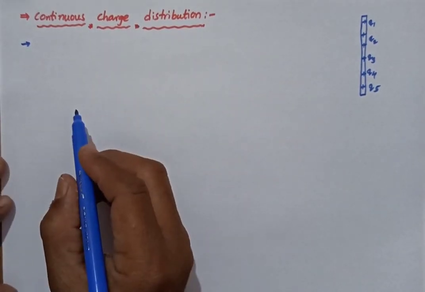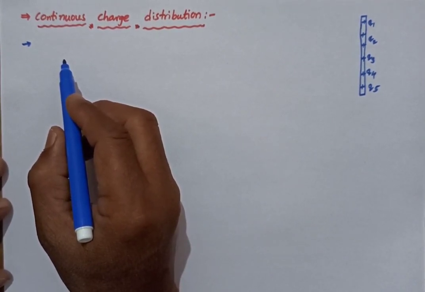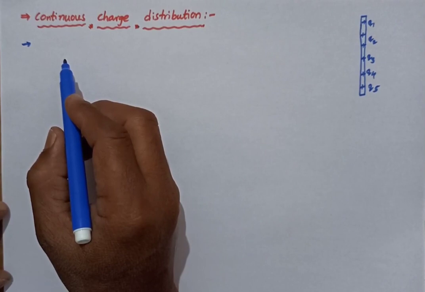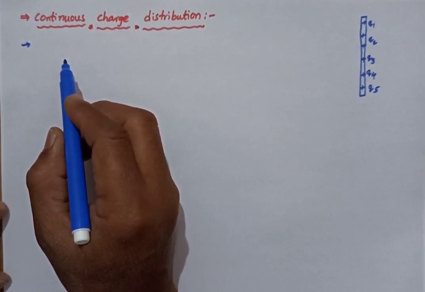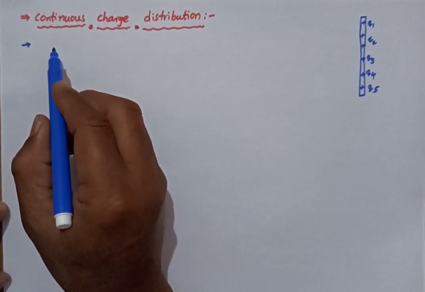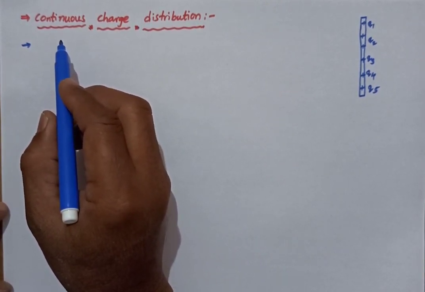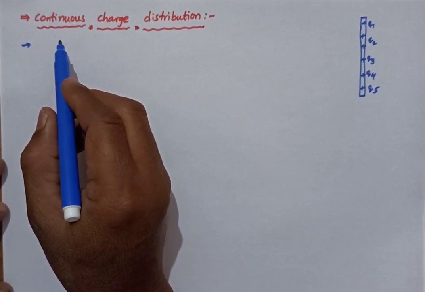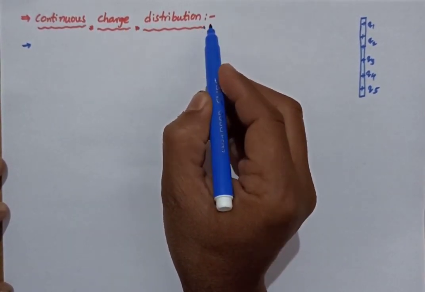Hi everyone. In the previous class we learned electric flux and electric dipole and different cases of electric charge, the electric field due to an electric dipole, and the physical significance of the electric dipole. So today we will discuss continuous charge distribution.